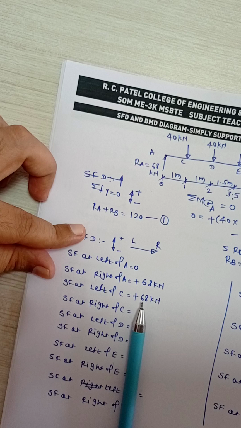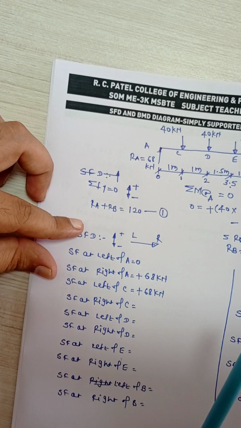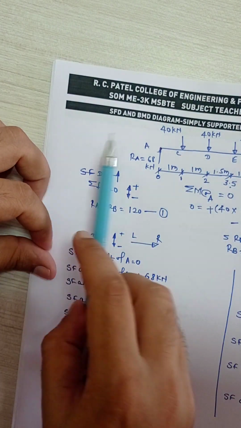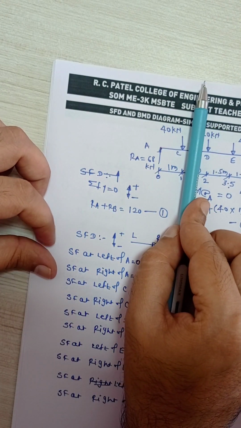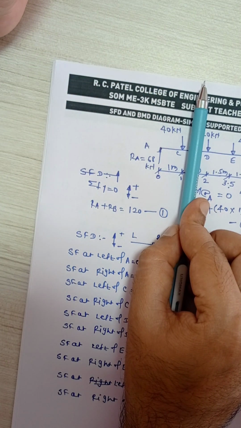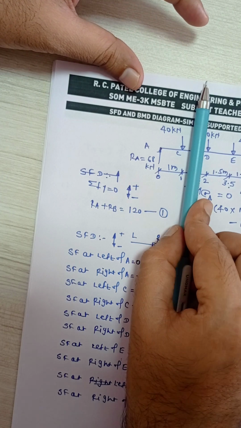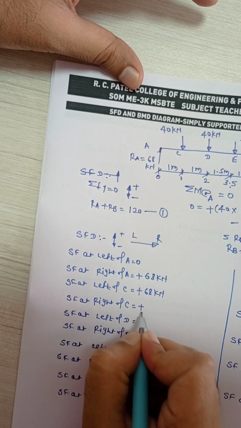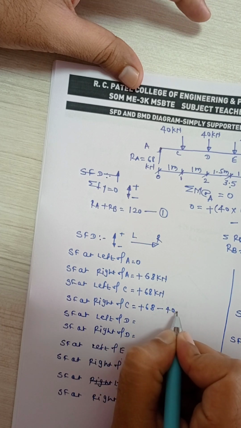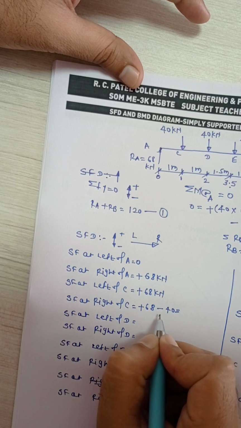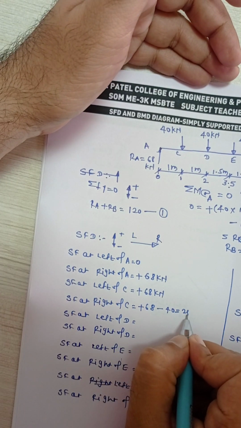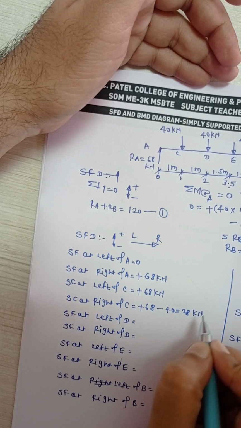Next, SF at right of C. This is the C point, and right of C means here. We are observing two forces here, 68 kilonewton and 40 kilonewton. 68 kilonewton is going upward, so it is positive, and 40 kilonewton is going downward, so it is negative. Downward forces are negative and upward are positive. The value will be 28 kilonewton.